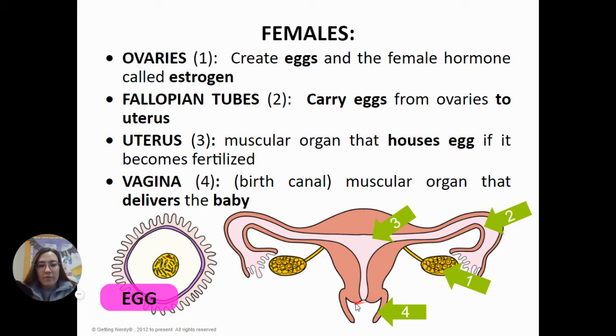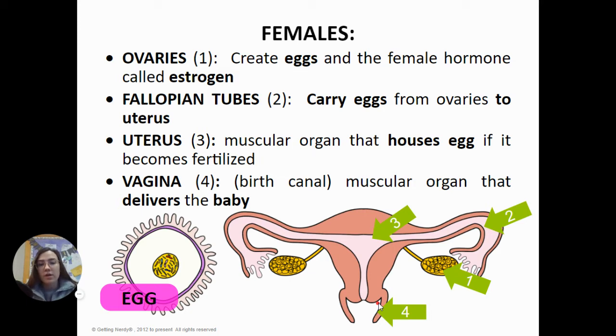So the opening right here that connects the vagina to the uterus is actually called the cervix. So each different part has a specific name. So the uterus is what holds the baby. The cervix is the door that keeps the baby in. The cervix, this part here, it does open up for birth.